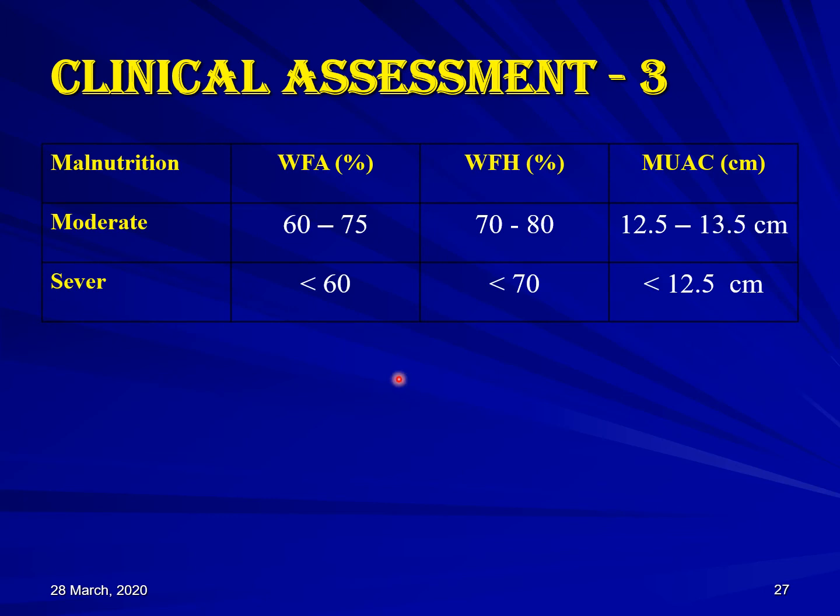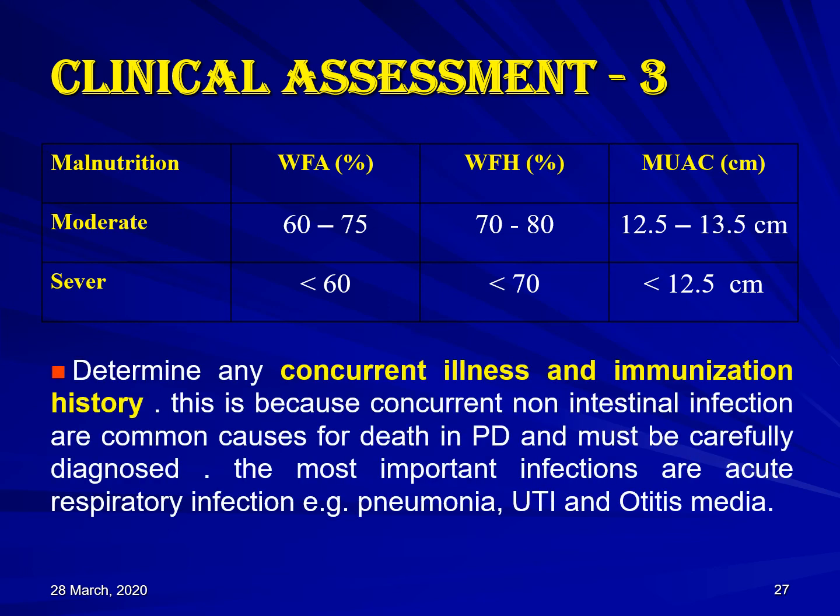This table shows us malnutrition, whether it is moderate or severe, and how we can diagnose malnutrition according to weight for age, weight for height, and mid upper arm circumference. I think it is clear and needs no explanation. Also, in the history we have to determine any concurrent illness and immunization history.